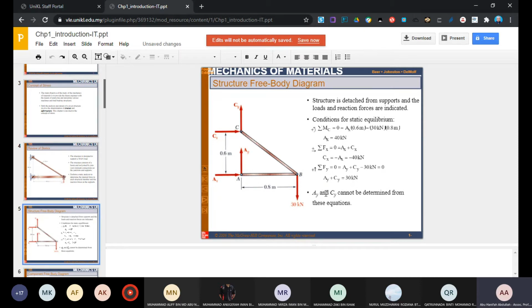So how do we solve for Ay and Cy? Ay and Cy cannot be determined by this equation, so we have to find other ways to treat this. So far, any questions? Can you follow?